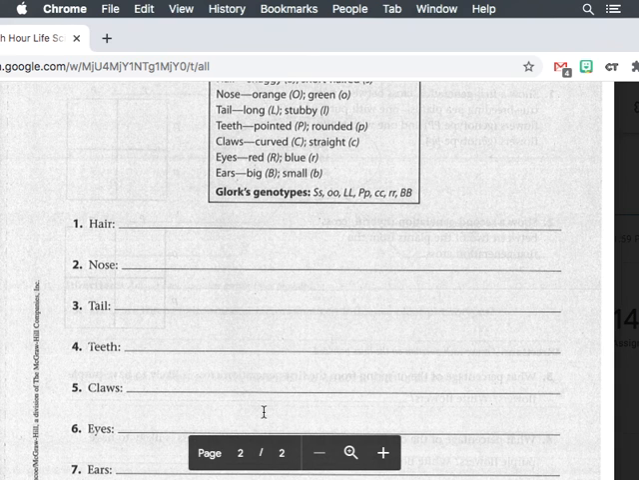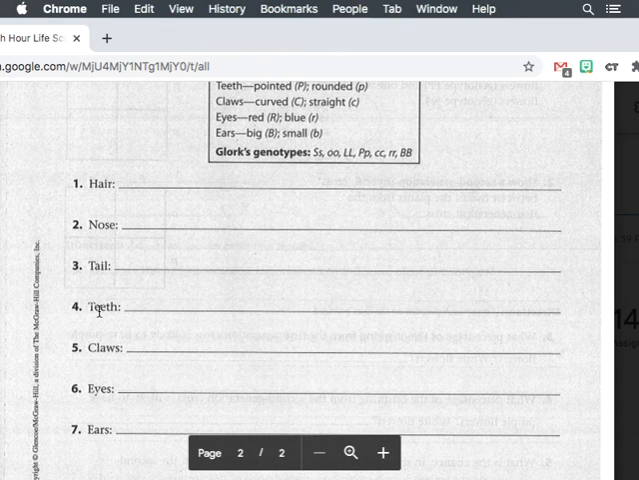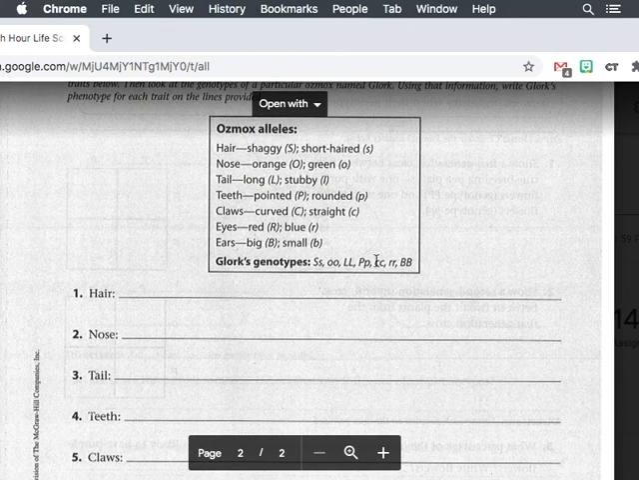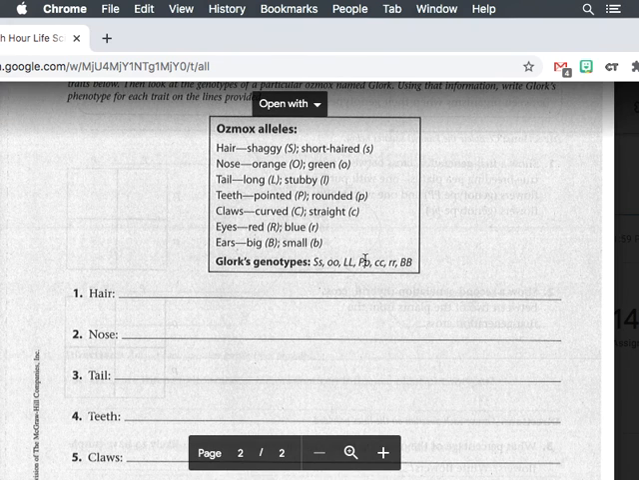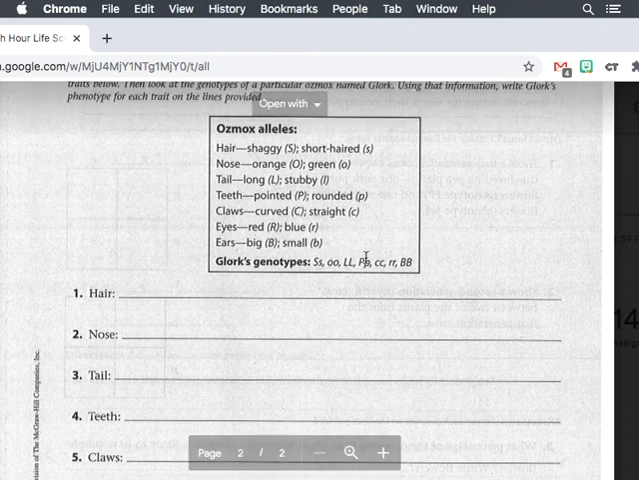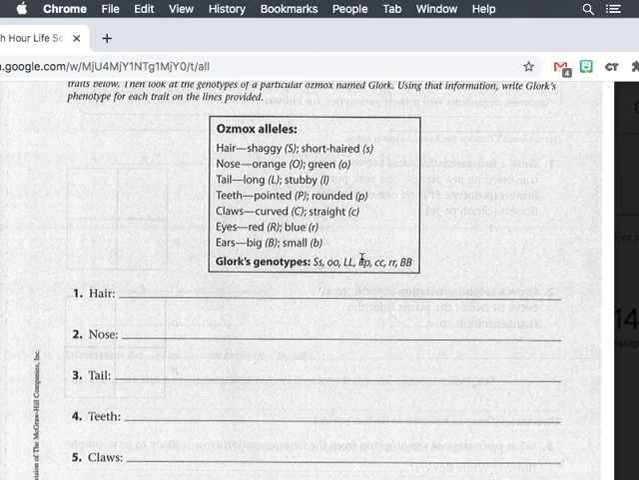For number four, I think it says big P, little P. How do you do that? It's just like with big S, little S. Big S, little S, what type of hair did he have? Shaggy, because he had a capital letter. So, big P, little P, well, he's got a capital letter. So, what kind of teeth is he going to have? Pointed. Okay.